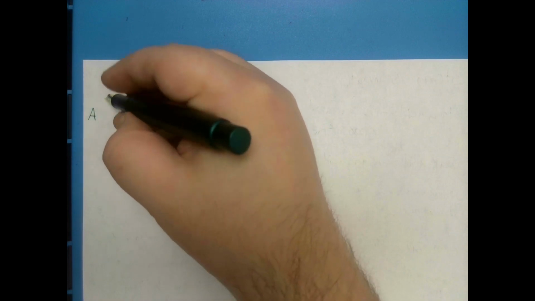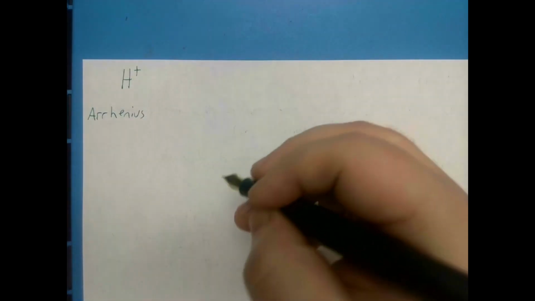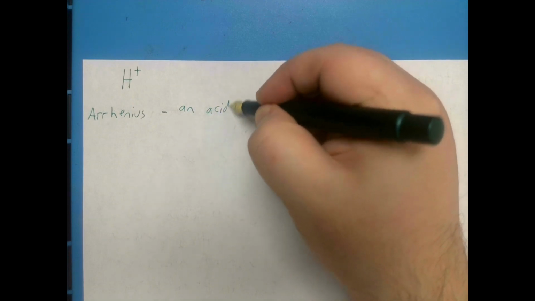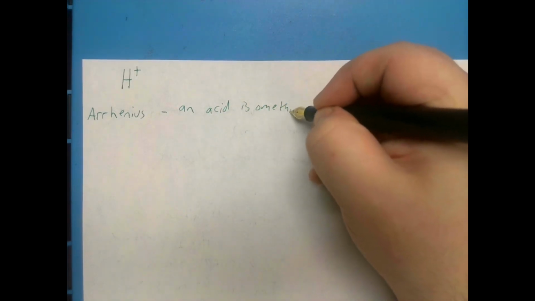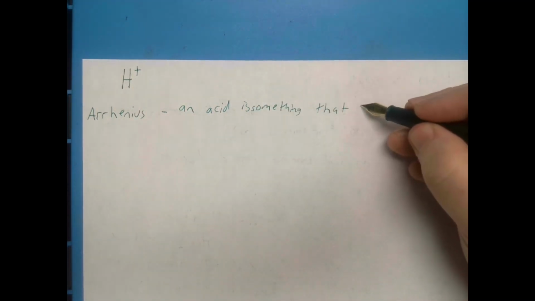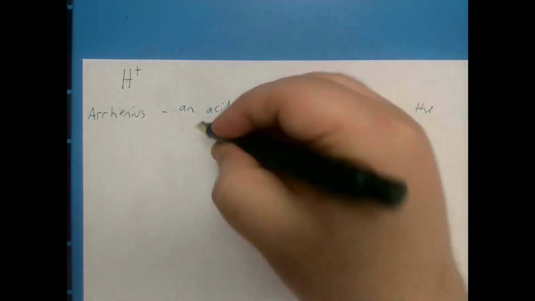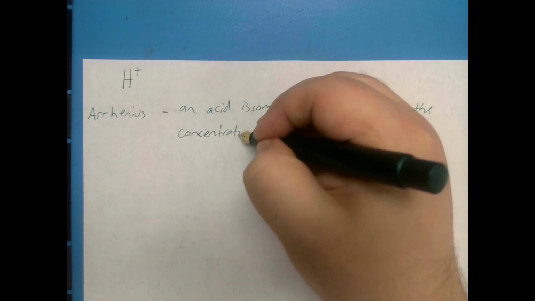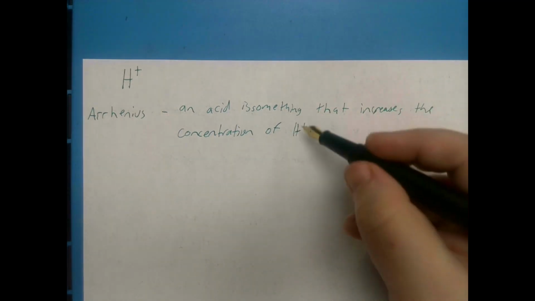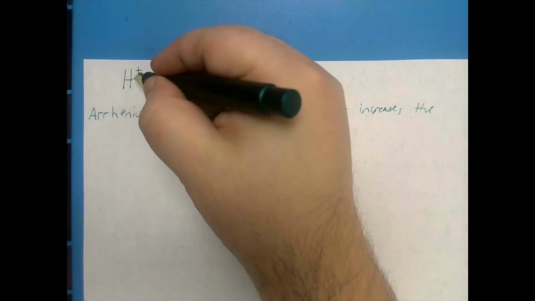The first guy who studied acids is Arrhenius, and I have no clue if that's correct. He gave the definition: an acid is something that increases the concentration of H plus ions. And here I'm going to have to modify his original definition. Later on, we tested this.